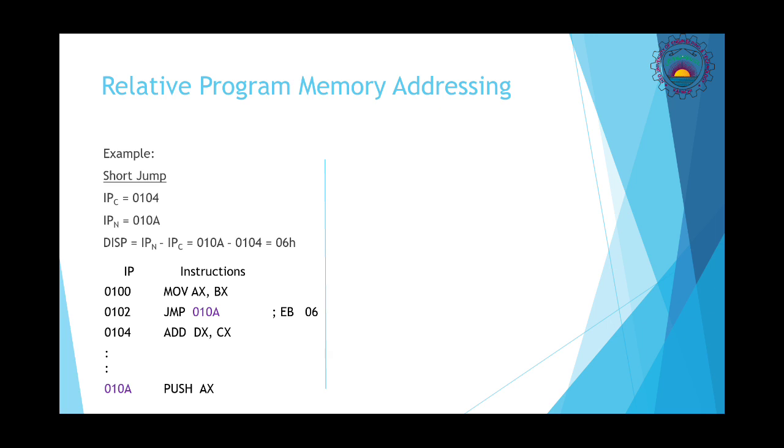So we consider this instruction as short jump. So that will be of 2 bytes. Next instruction will be at offset 104, and that instruction is add dx comma cx. And at offset address 10a within code segment, we are having an instruction of push ax. So that is our value for our new IP, 10a, and we have taken current value of IP as 104.